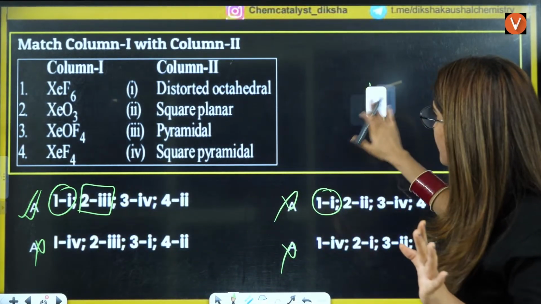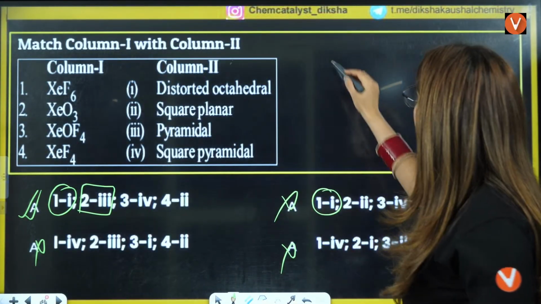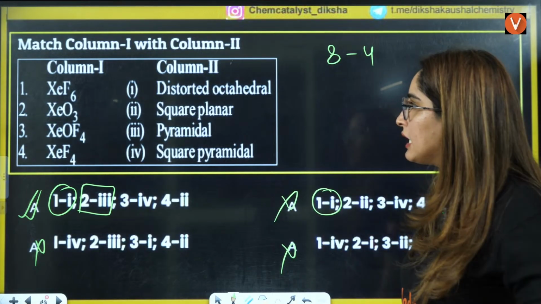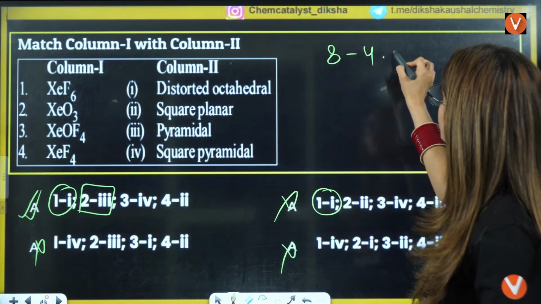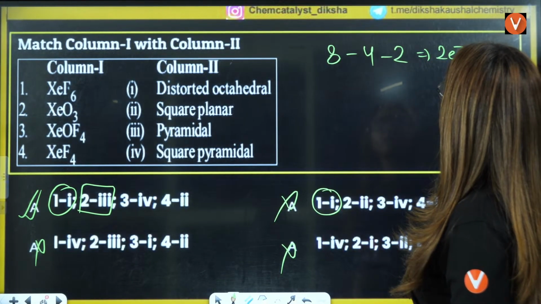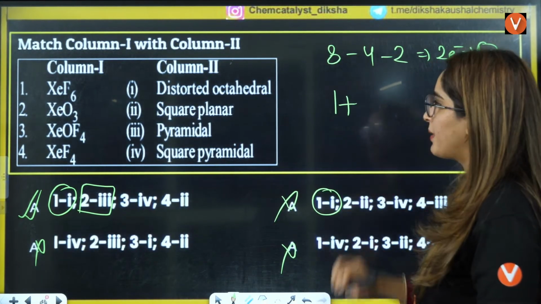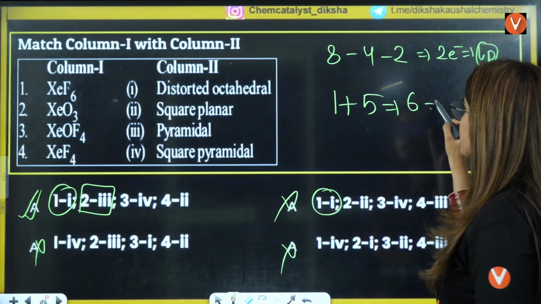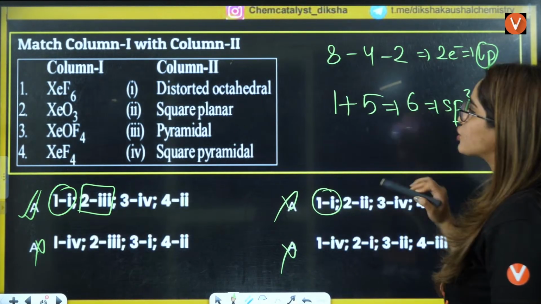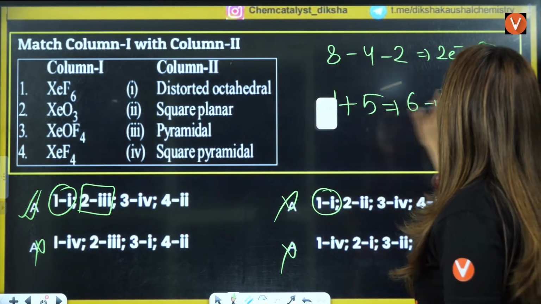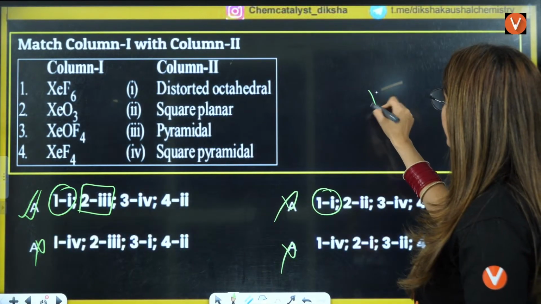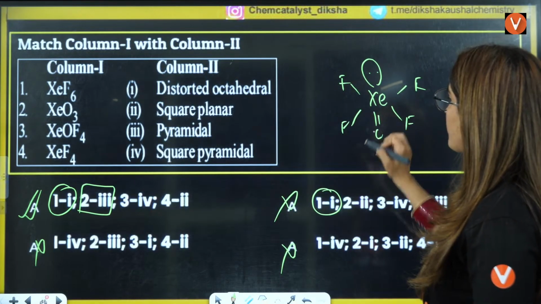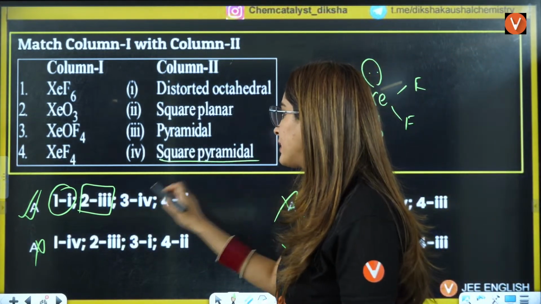But still, just give me a minute. Again, I'll solve this for XeOF4. 8 outermost electrons, 4 are occupied in bond formation with fluorine, 2 are occupied in bond formation with oxygen. So 2 electrons are left, that is 1 lone pair. 1 lone pair plus 5 sigma bonds, that is 6, means sp3d2, that is octahedral. But here it will be 1 lone pair, 4 fluorines and 1 double bond O. That means it is going to be square pyramidal, that is 4.